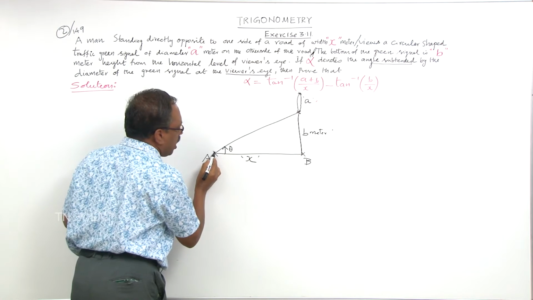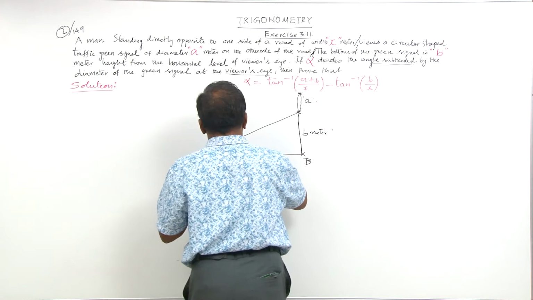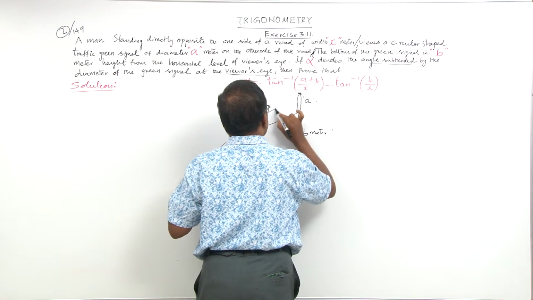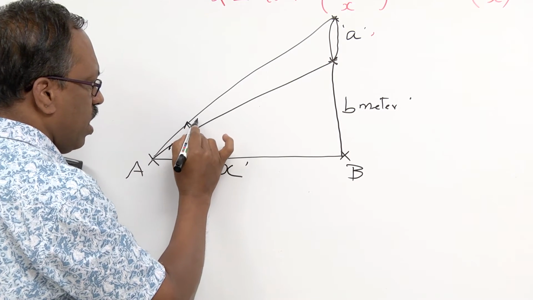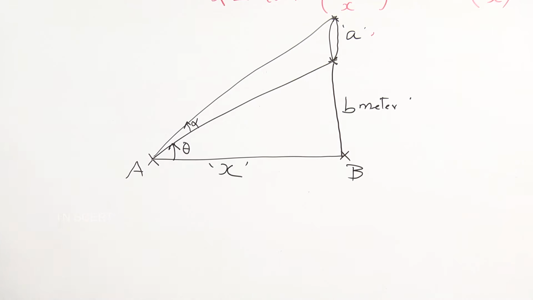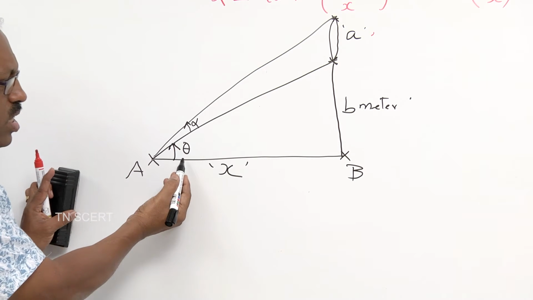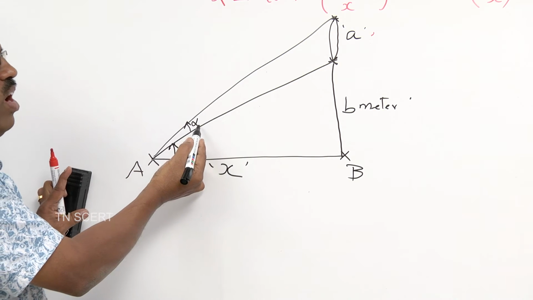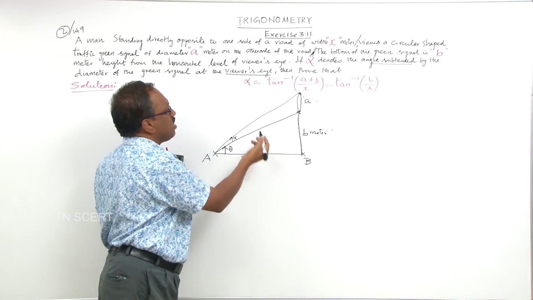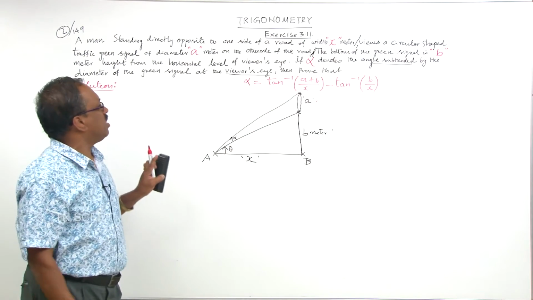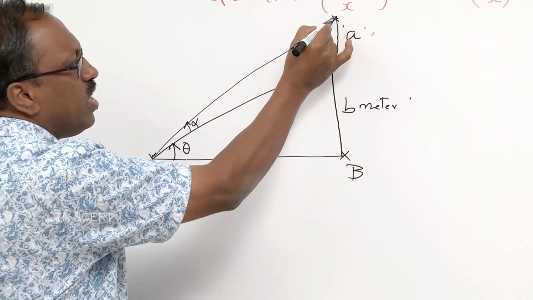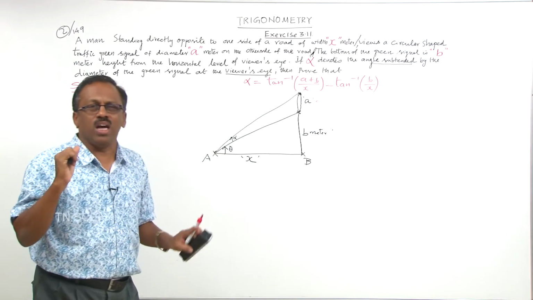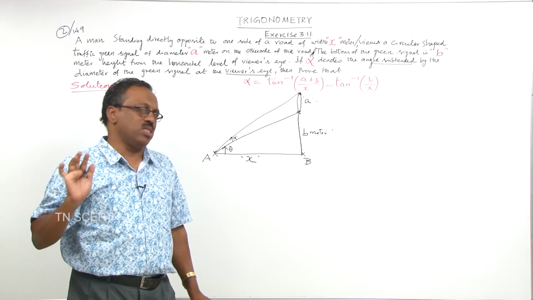I could take this part as an unknown, which we call theta. The alpha denotes the angle subtended by the diameter of the green signal, so I have to extend this line and this line, and I should take the angle as alpha here. Remember that. So now this is theta, this could be alpha, and alpha is the one we are supposed to calculate. From the viewer's eye to the top of this green signal, what would be the angle? This is what the question asks.